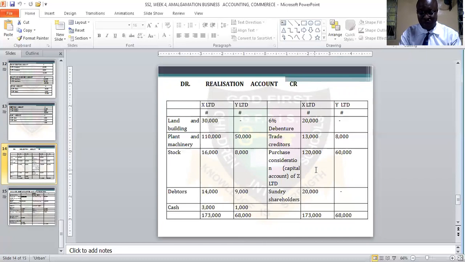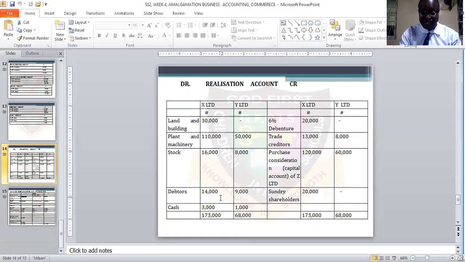Purchase consideration, mind you that we have been given, or you can call it capital account. So for S limited, we have 420,000 naira, and for Y limited 60,000 naira. Then I told you that we are going to make use of sundry shareholders, 20,000 naira for Y, and we don't have anything under Y limited. We have 20,000 naira for S limited. So you can see that both sides of the account are equal.